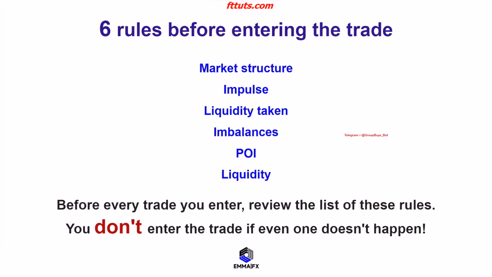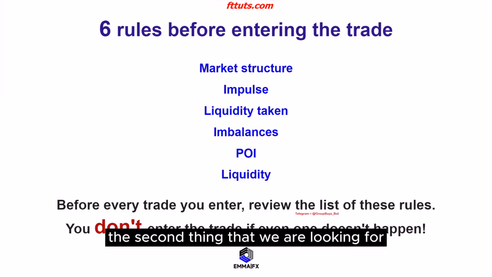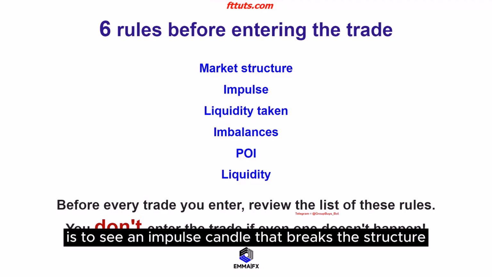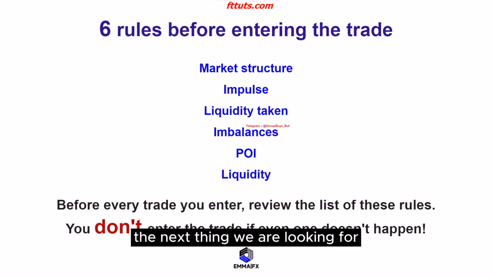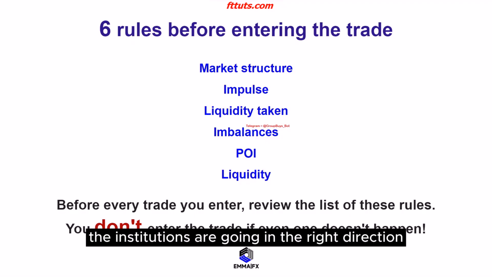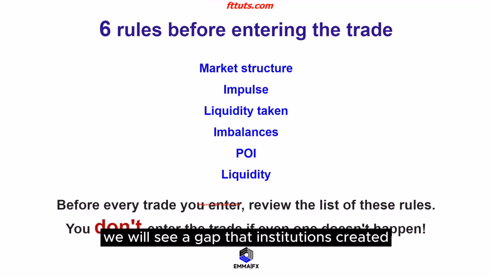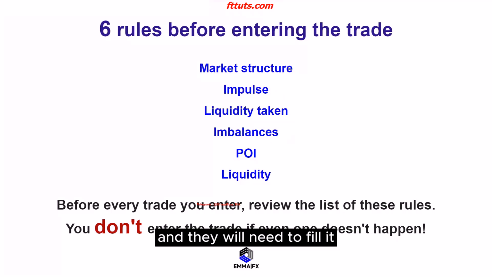Let's start. The first thing that we do is check our market structure. Is it bullish or bearish? The second thing that we are looking for is to see an impulse candle that breaks the structure. The next thing we are looking for is the liquidity taken. This tells us the institutions are going in the right direction. The next thing we need to see is an imbalance created. We will see a gap that the institutions created and they will need to fill it.